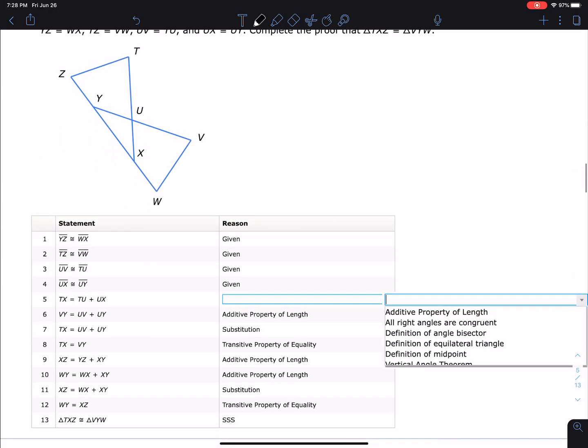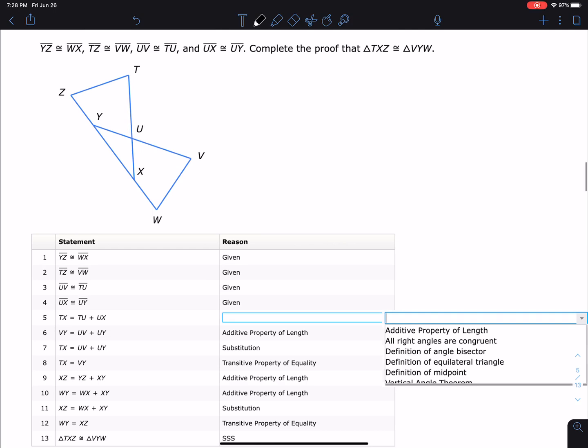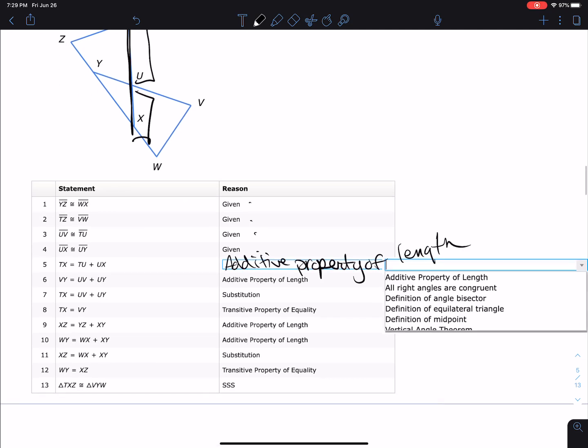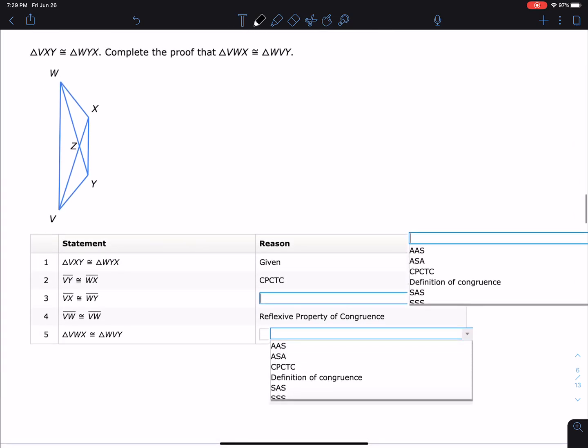Okay, let's get to the next one. Let me not get too much into it. You know, even just looking at this, guys, I don't even need to mark up the picture. I'm reading this proof, given. Now, what's the very next thing? TX, this whole segment here is made up of TU and UX. So it's made up of two pieces. Well, that's an additive property. Additive property of length. Okay, so I didn't jump for it, and I didn't have to go and find out it was side. I just find that missing piece. I'm so used to writing proofs all on my own.